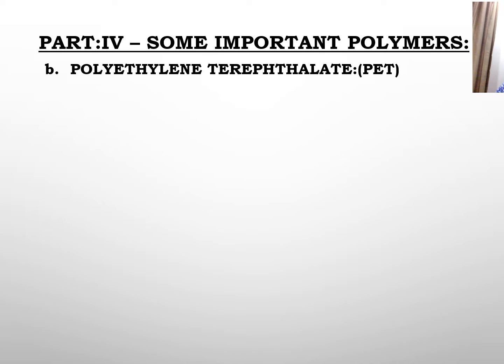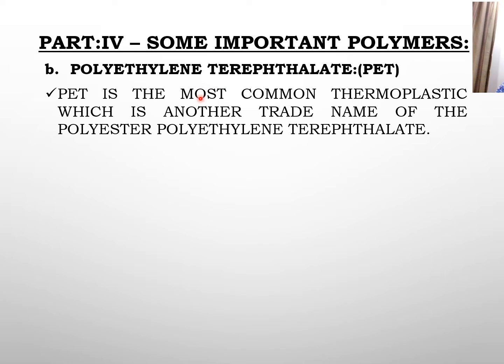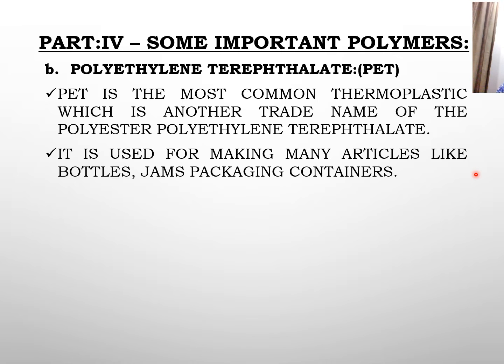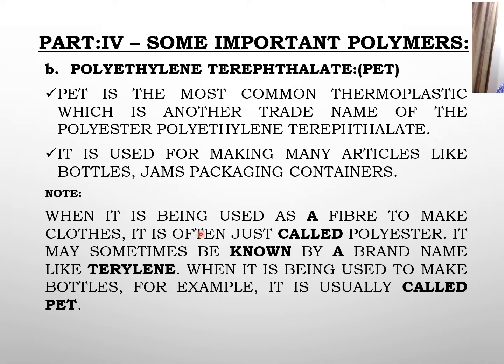Then polyethylene terephthalate, PET. So PET is also the most common thermoplastic, which is another trade name of polyester, polyethylene terephthalate. So which is used in making articles like bottles, jam packing, containers. When it is being used as a fiber to make clothes, it is called polyester. It may sometimes be known with the brand name Terylene, but when it is used for making bottles, it is usually called PET. So that is the difference between PET and Terylene.